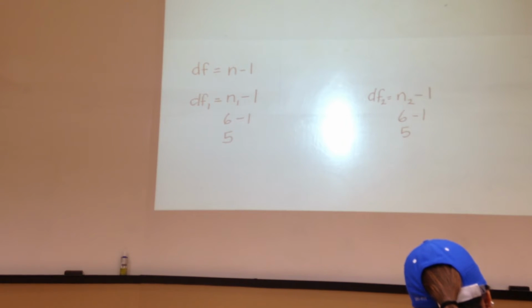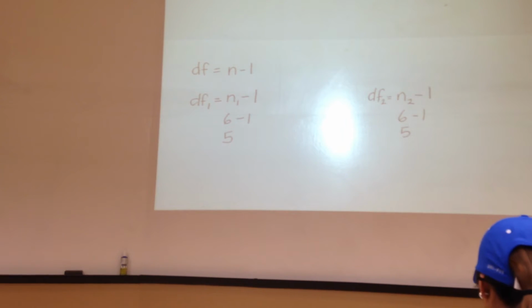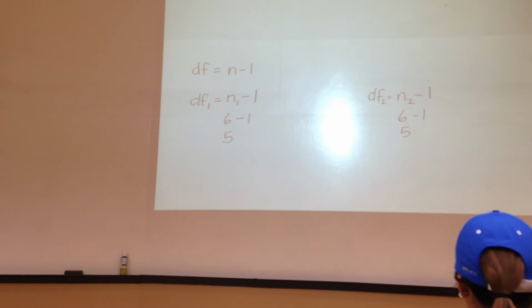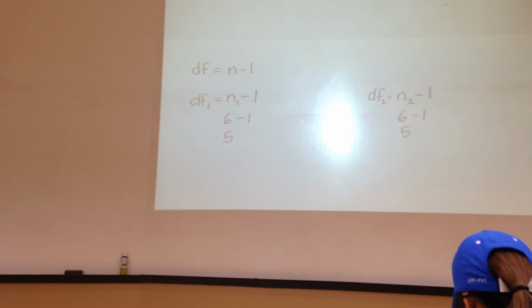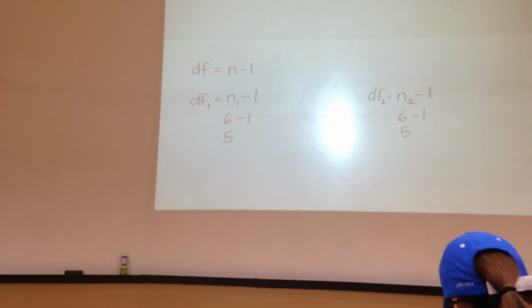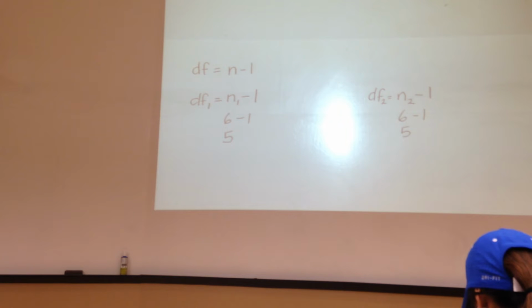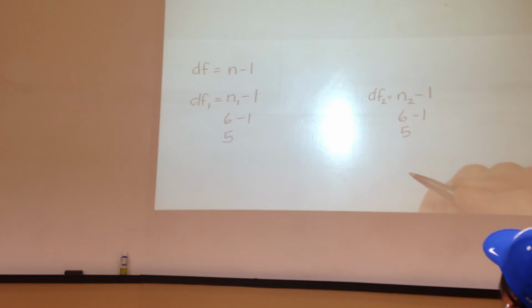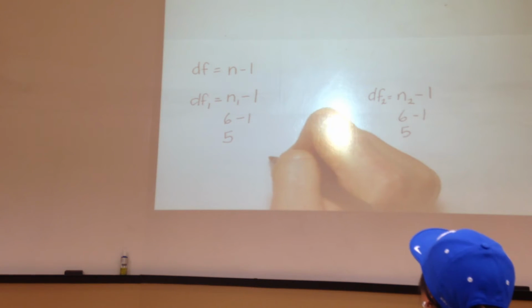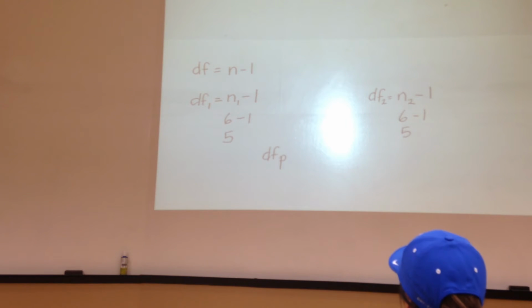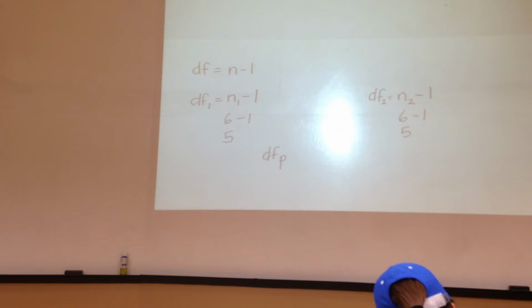Right, so now I've got the degrees of freedom for each group, but that chart over there doesn't have degrees of freedom 1, degrees of freedom 2. It just says degrees of freedom. So what should I do? Well, in the case of the independent samples t-test, what we're going to do is calculate a new thing called degrees of freedom pooled, which is written as df subscript p. Every time you see that lowercase p as a subscript, that means pooled.